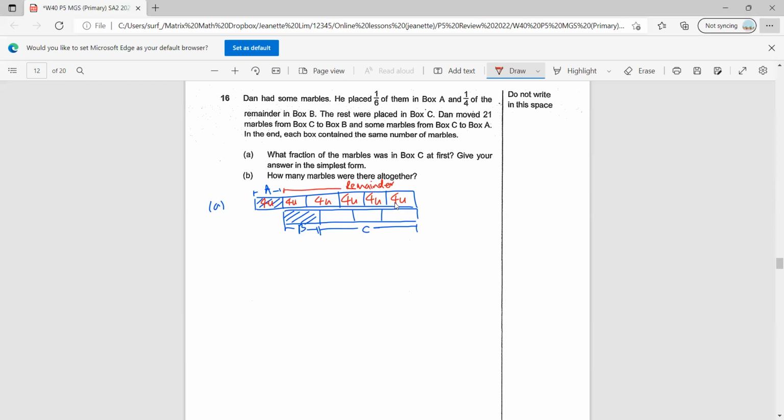This part here, 20 units. So make it 20 units below as well. So 5 each. Okay, so now let's find the ratio. Right now, I ratio first. A to B to C. A is 4.